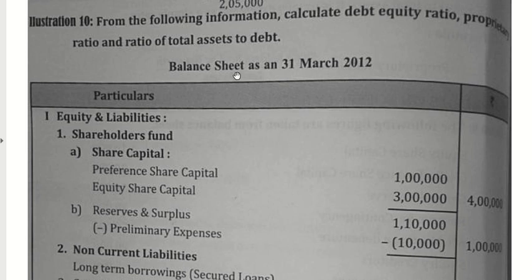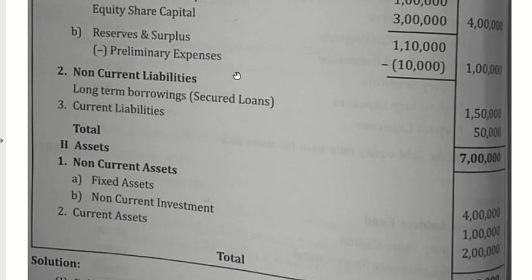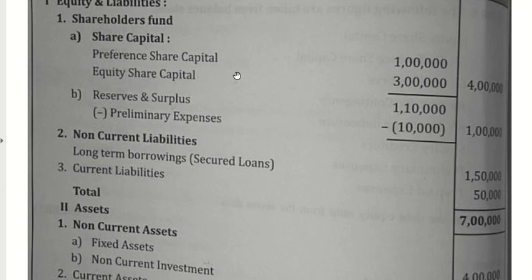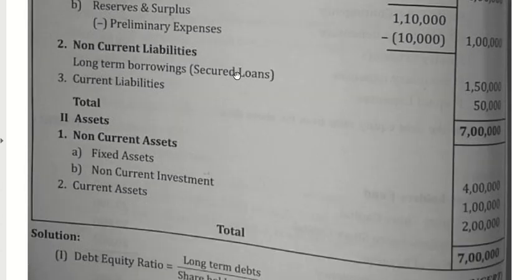So moving on to our next question. From the following information calculate debt equity ratio, proprietary ratio and ratio of total assets to debt. They have given the balance sheet and they are telling us to find out all the ratios.